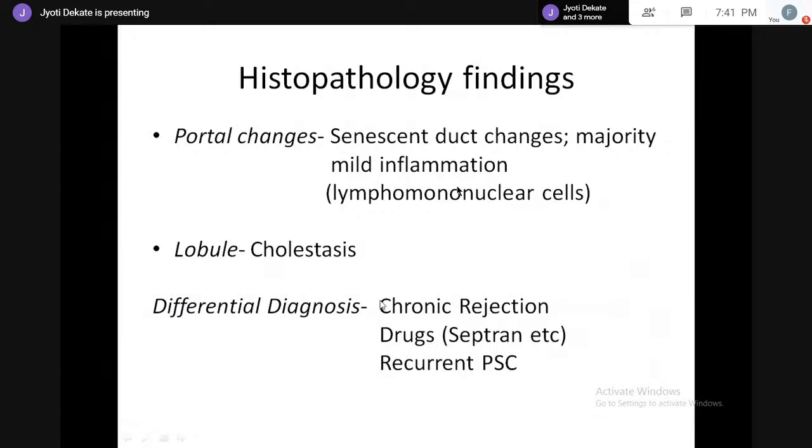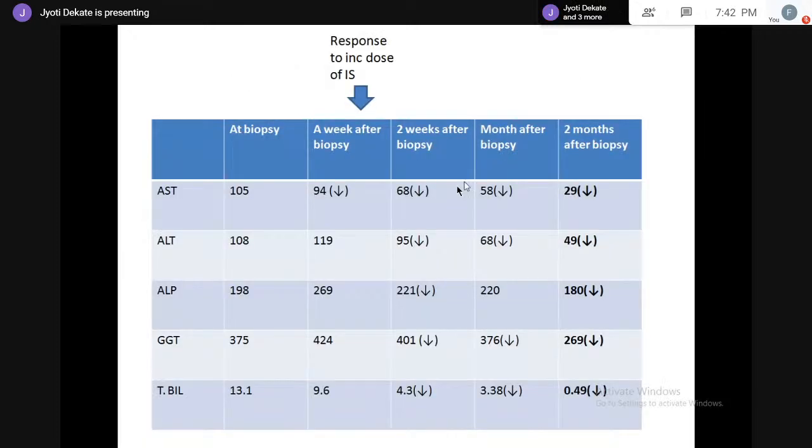And considering the history of T-cell mediated rejection, and this patient was already on treatment, this is a case of chronic rejection because of the typical morphological findings, senescent duct changes involving the majority of the portal areas. Consequent to the biopsy diagnosis, the immunosuppression levels were modified. Everolimus was administered, which is usually given in the early phases of chronic rejection, and this patient responded very well to the treatment.